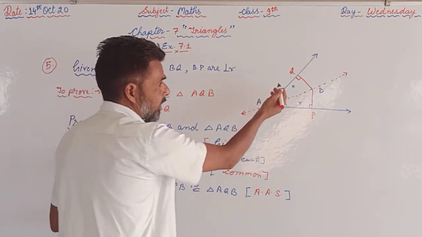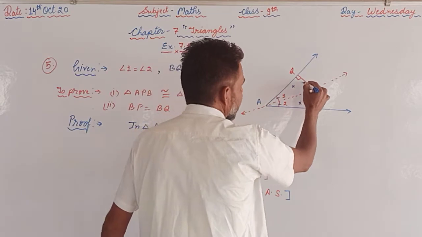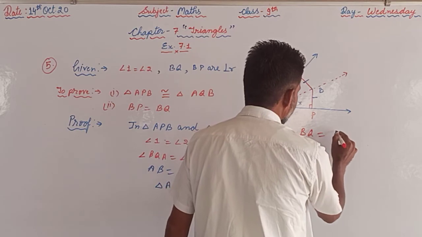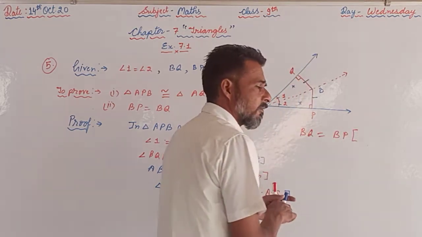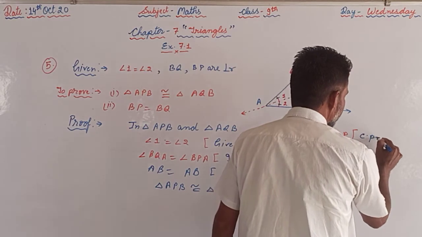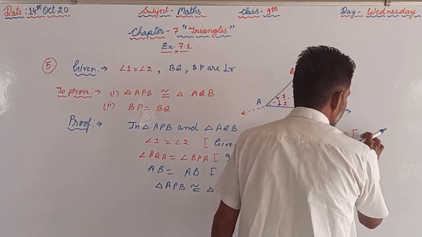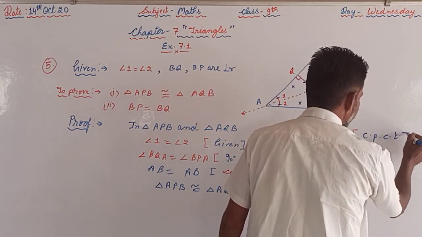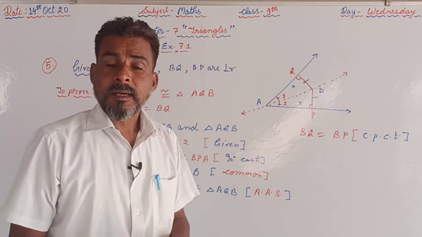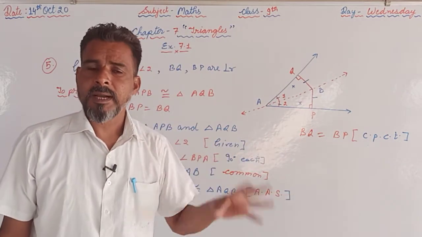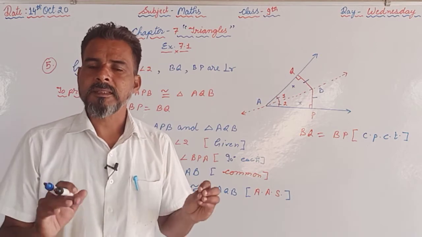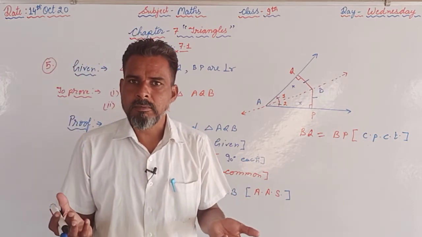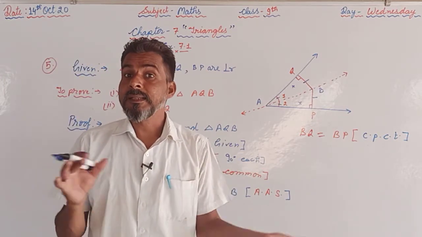Now when the triangles are congruent, we can say that the corresponding parts will be the same, means BQ is equal to BP. What is the reason for that? That is CPCT, and the full form of CPCT is corresponding parts of congruent triangles, and corresponding parts of congruent triangles are always equal, as we discussed in the starting, that if two triangles are congruent, then they should be identical in each and every aspect.